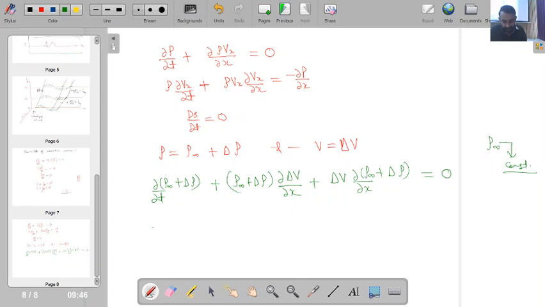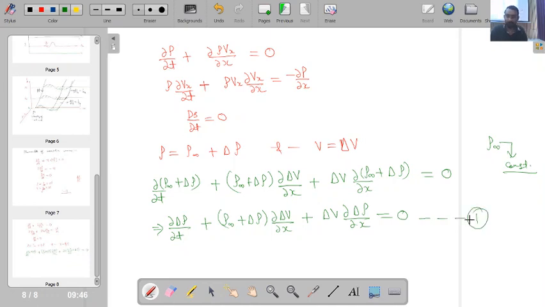So ultimately I can write this as del by del t of del rho, plus rho infinity plus delta rho into del delta V by del x, plus delta V into del rho by del x equal to 0. Okay, so say this is my equation number 1.